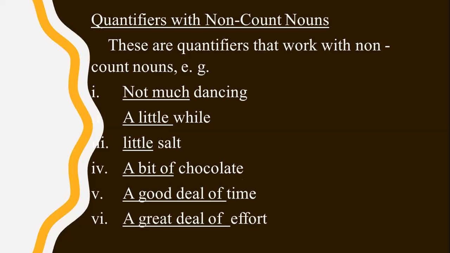Quantifiers with non-count nouns. These are quantifiers that work with non-countable nouns. That is, the nouns that cannot be counted, uncountable nouns. Look at the examples we have on the screen. Not much dancing, a little while, little salt, a bit of chocolate, a good deal of time, a great deal of effort. All the underlined expressions in the phrases are examples of quantifiers.